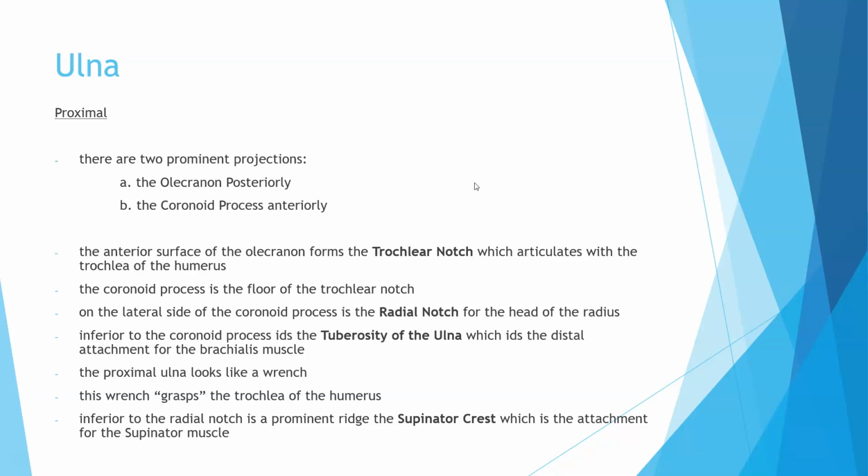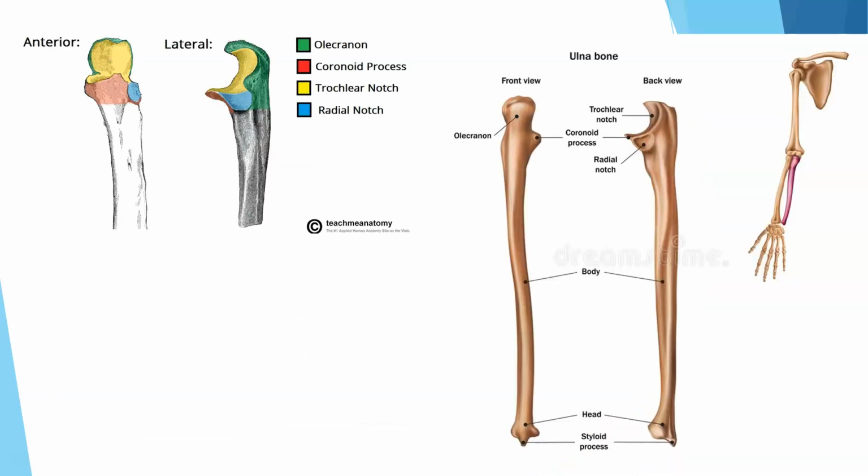So we know that there are two prominent projections in the ulna. The first is called the olecranon, which is its posterior projection. We kind of know it as the elbow. The other part is the anterior process, and this is known as the coronoid process. Here is our olecranon from the posterior view, and here is our coronoid process anteriorly, and a little bit coming out medially as well. Again, here's our olecranon in green, and our coronoid process in red.